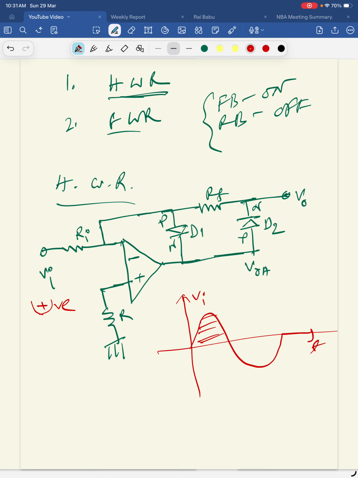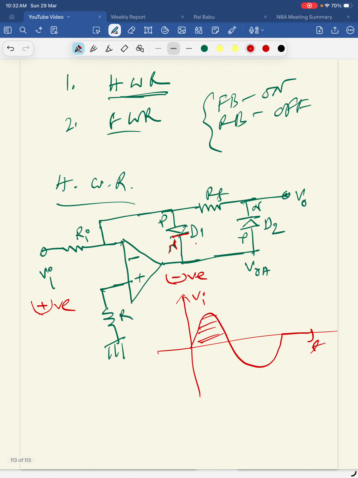Then what will happen? If we give the positive here, the output will be negative. So this point will be negative. Why? Because it is an inverting amplifier. So if this is positive, then the output will be negative. Then what will happen? This diode is getting forward bias, because this N type is getting negative.